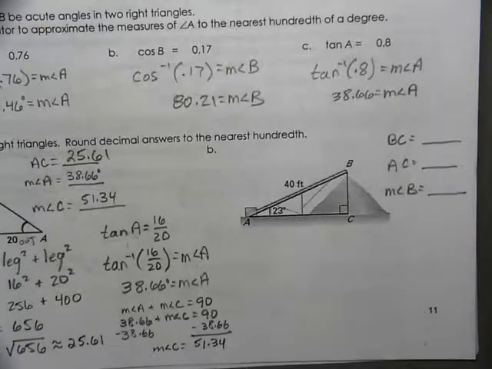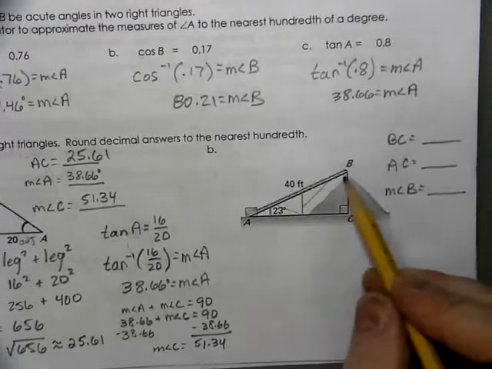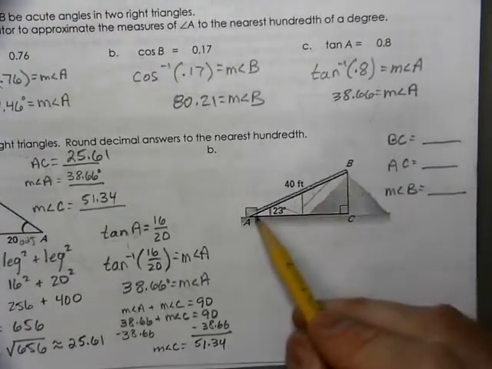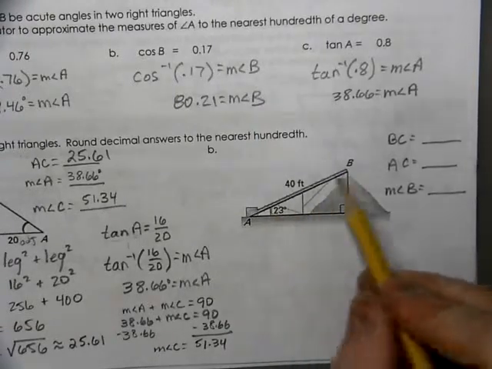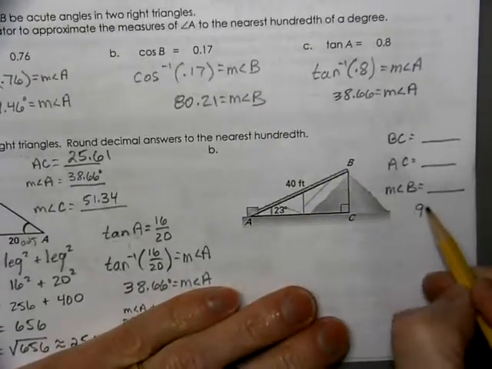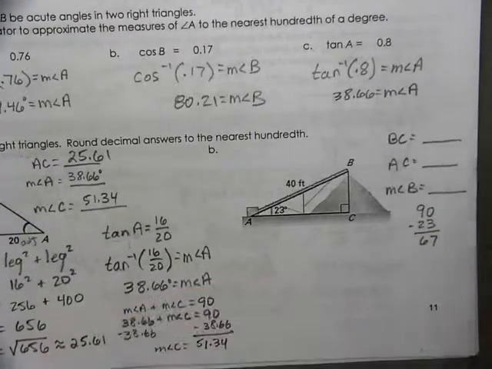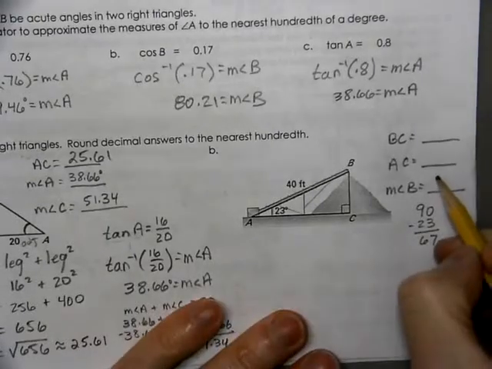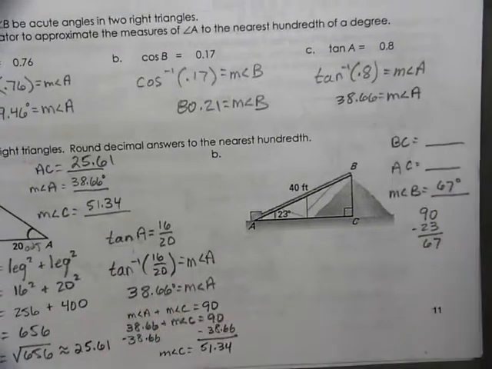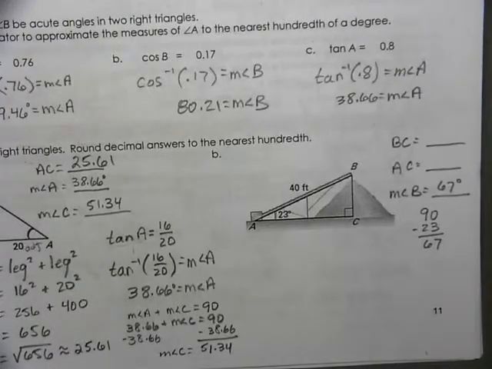Let's solve for the angle first. So if we're going to solve for this angle, we know that the measure of A and B are complementary. They add up to 90. So if we subtract the 23 from the 90, we're going to get 67 degrees. So that's the measurement of angle B.